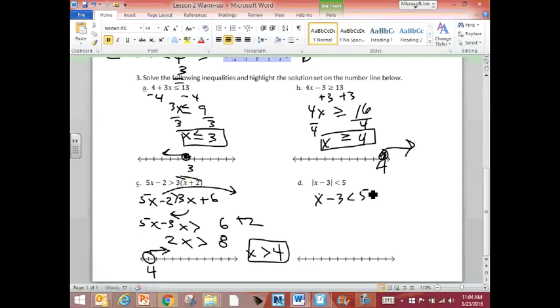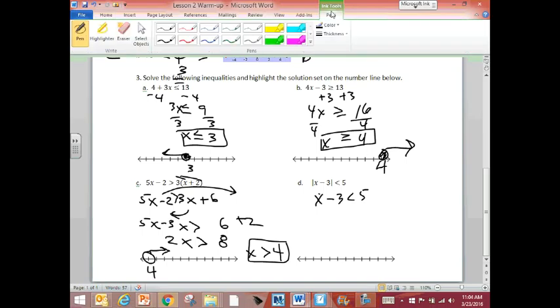Here is the other version. I wish I had a different color. I'm going to get a different color. Yeah. But don't do it yet. Do it black first. So you can see that x minus 3 stays the same. The second version is where the 5 becomes a negative.